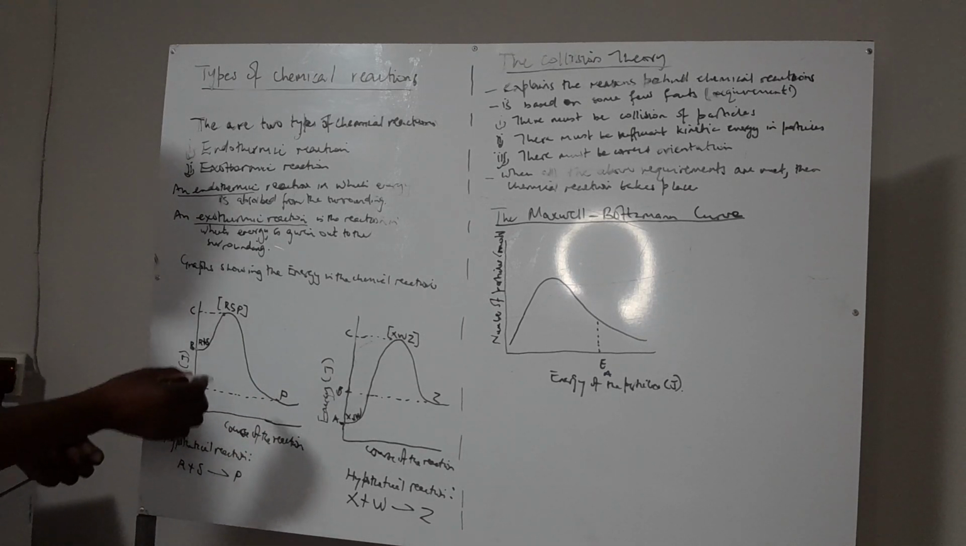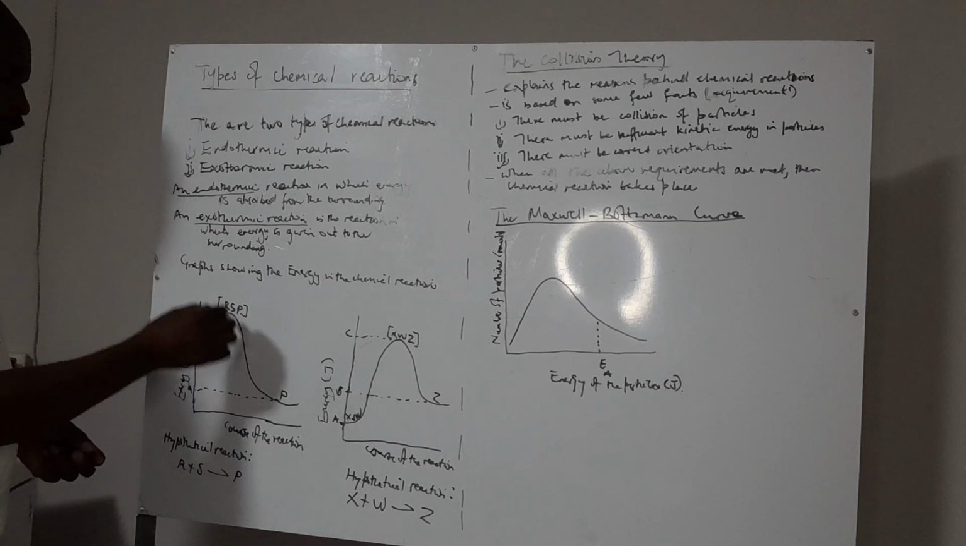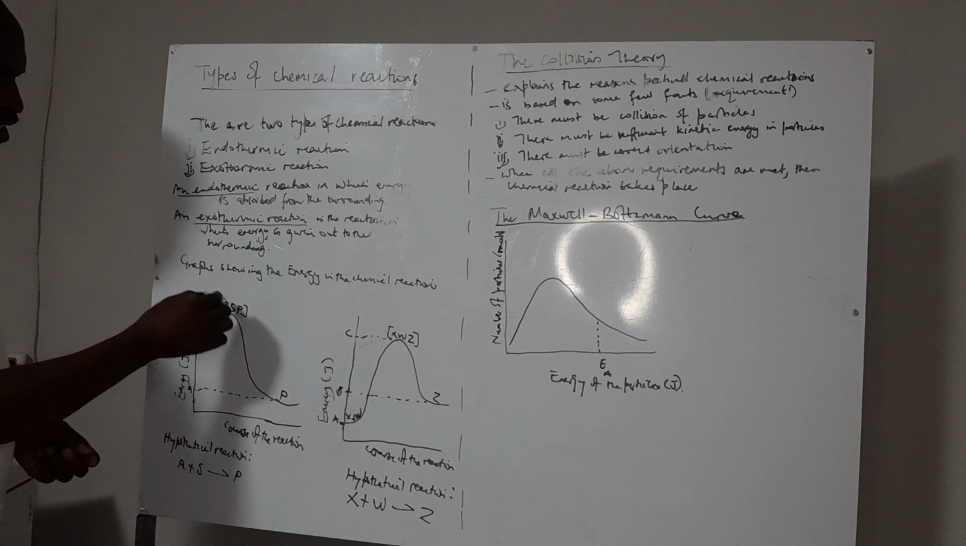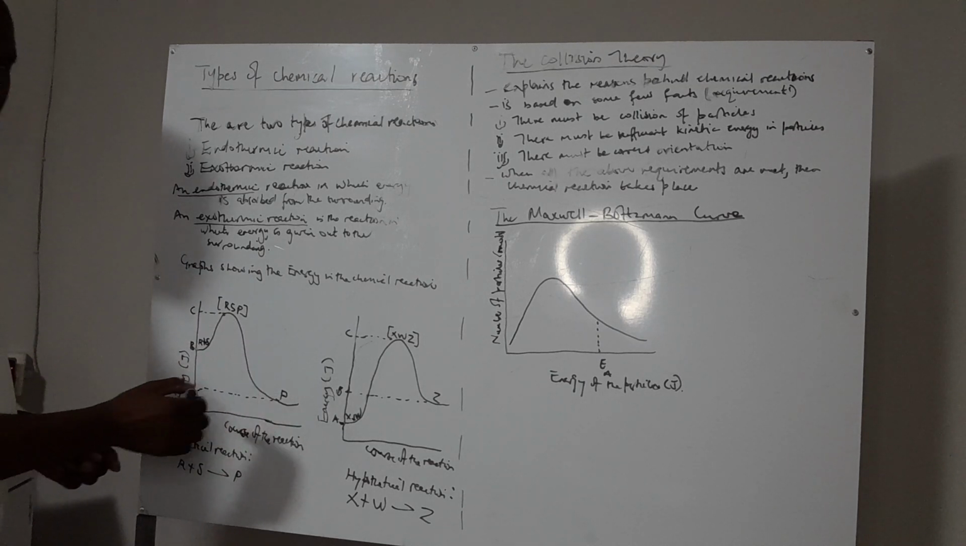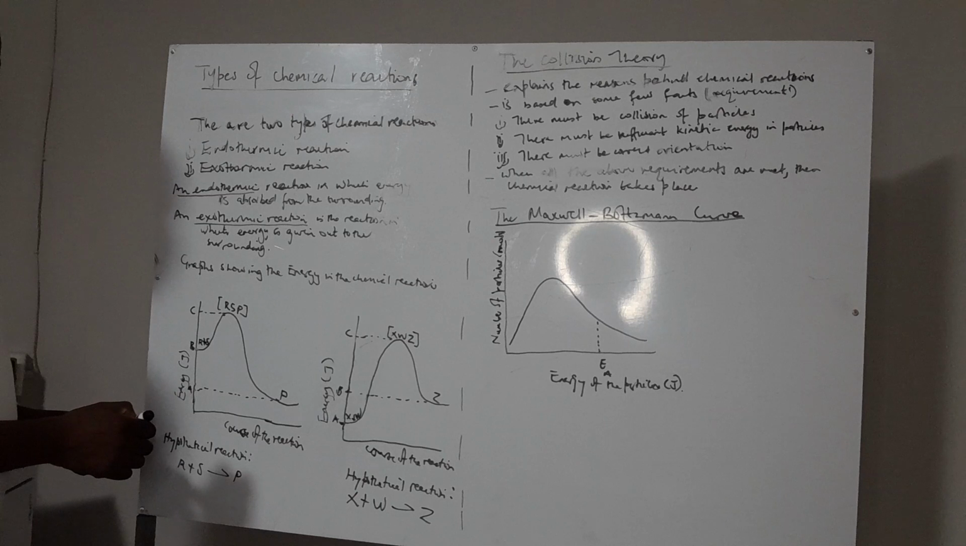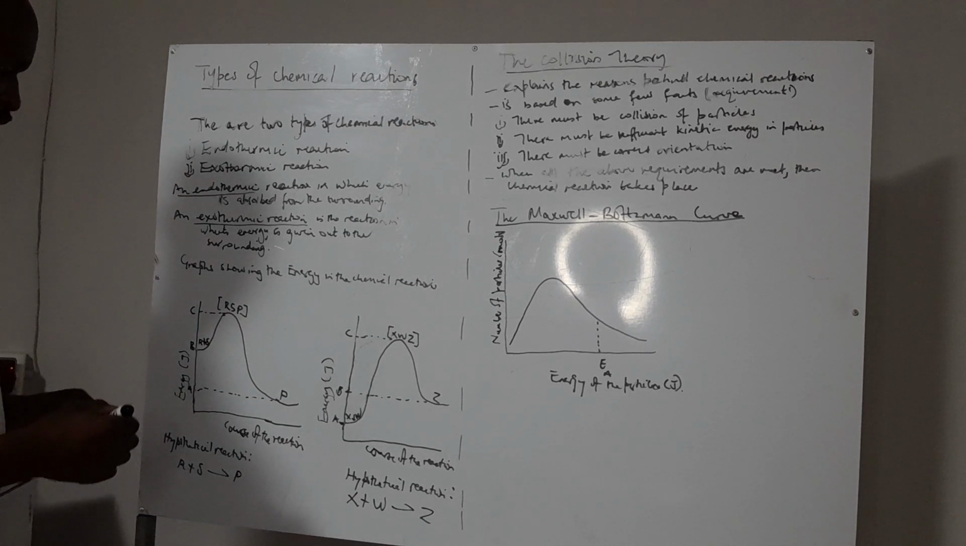So in other words, in the activated complex, the substances are at a state of deciding which way to go, depending on the amount of energy that the substance will have to lose so that it can go into either product or reactant.